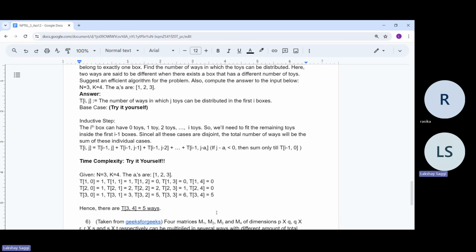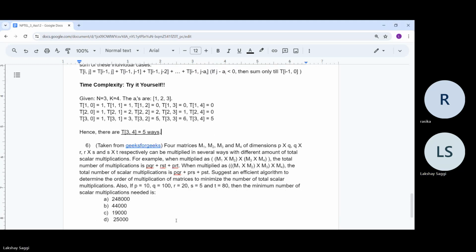Okay, so I hope this sort of calculation is clear to everyone. So if there are any doubts, you can ask me via chat. Otherwise, I'll be moving on to the last question for the day, and probably the last question for this NPTEL session.